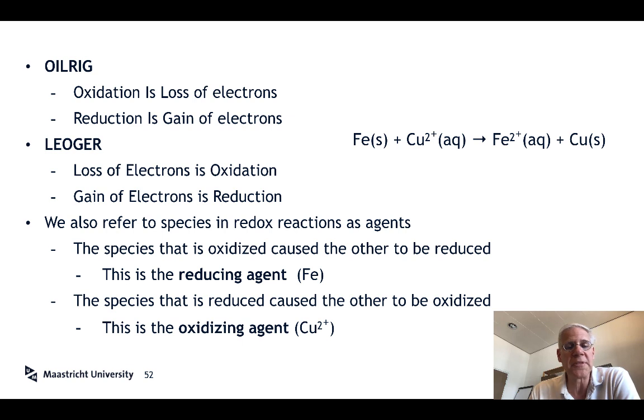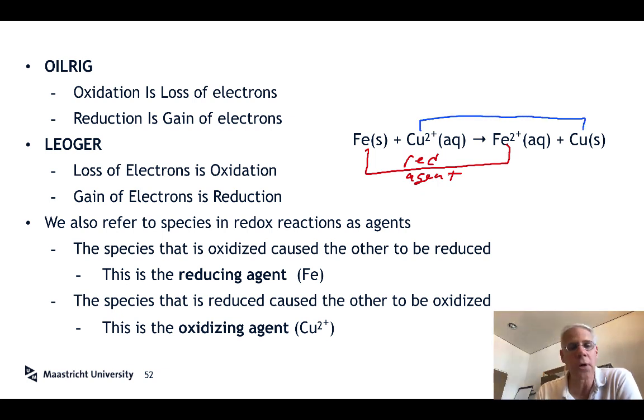So we can refer to species as being oxidized or being reduced, but we can also refer to them as agents. A species that is oxidized means that it caused something else to be reduced, so we call that the reducing agent. In this example, we see that the iron went from a 0 oxidation state to a plus 2 oxidation state, so it lost electrons. So it was oxidized, but that means that it made the copper get reduced. So we call it a reducing agent.